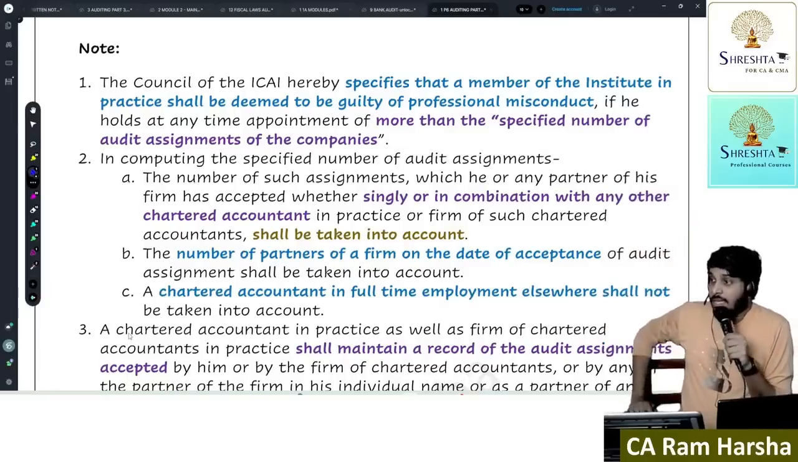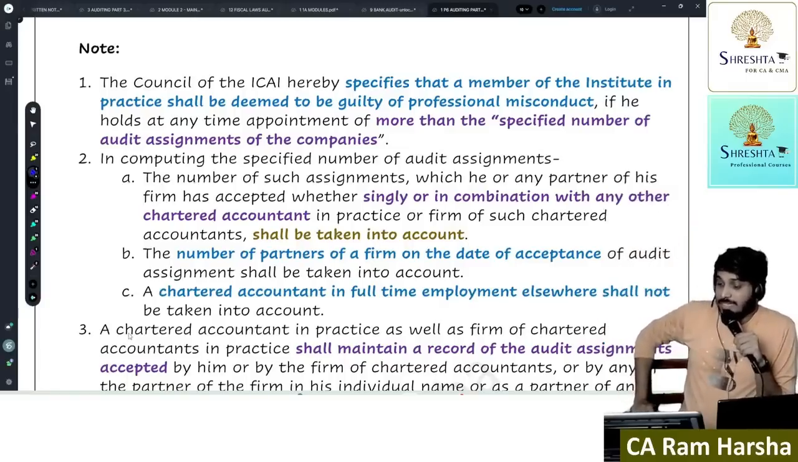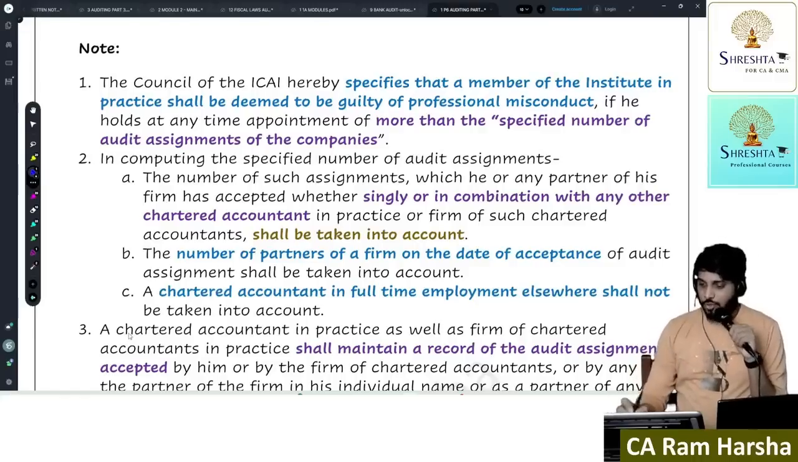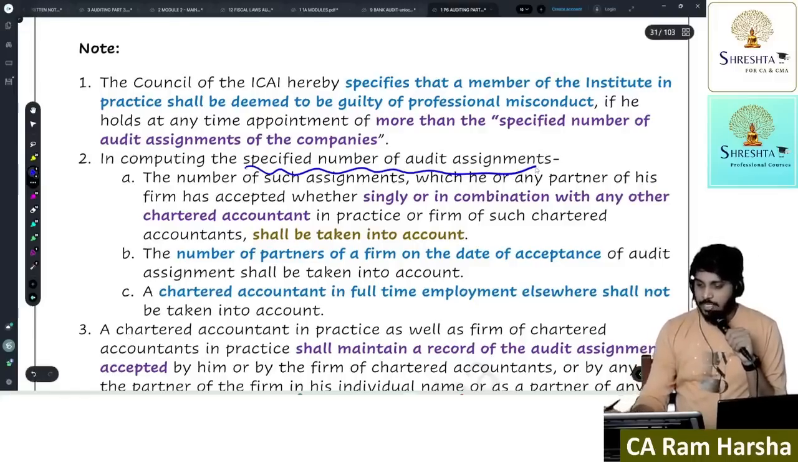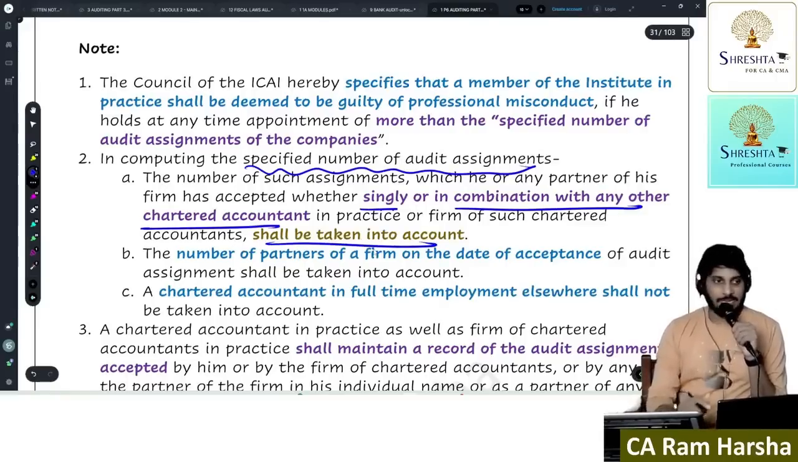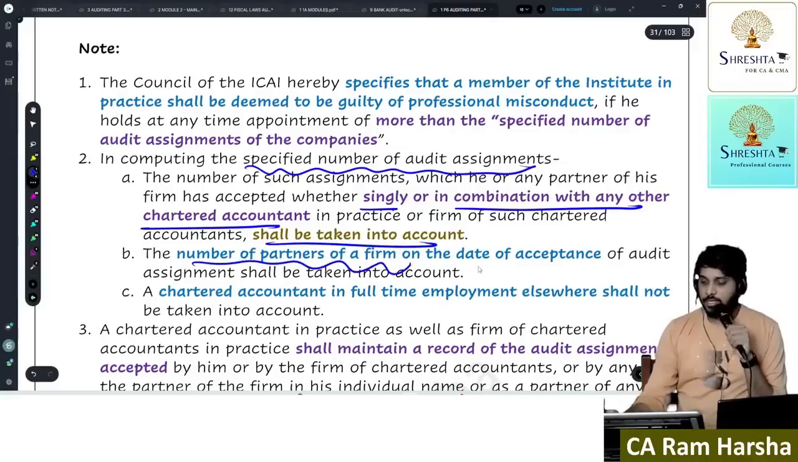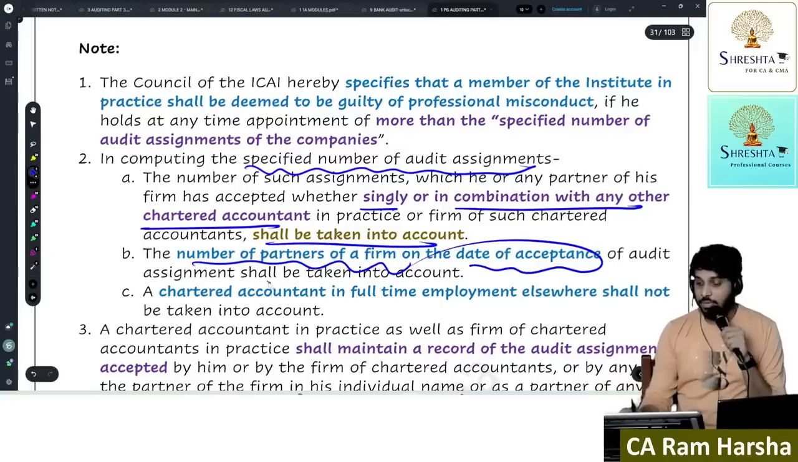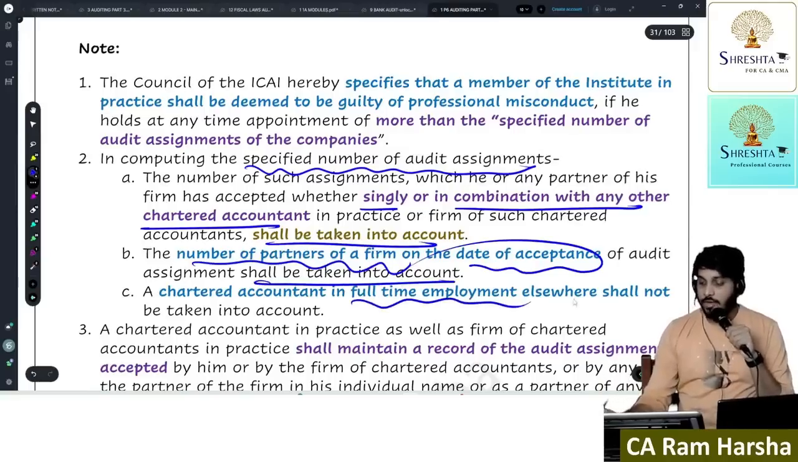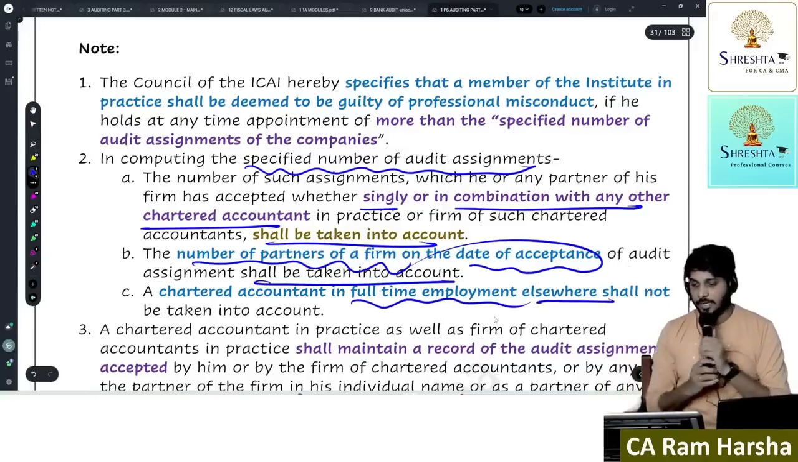Next up, tax audits. How many can you have? 60 tax audits. In computing the specified number of audits, whether you are handling singly or in combination with another chartered accountant, everything shall be taken. The number of partners of a firm on the date of accepting the new work shall be taken into account. Those who are in full-time employment shall not be counted for the ceiling limit.